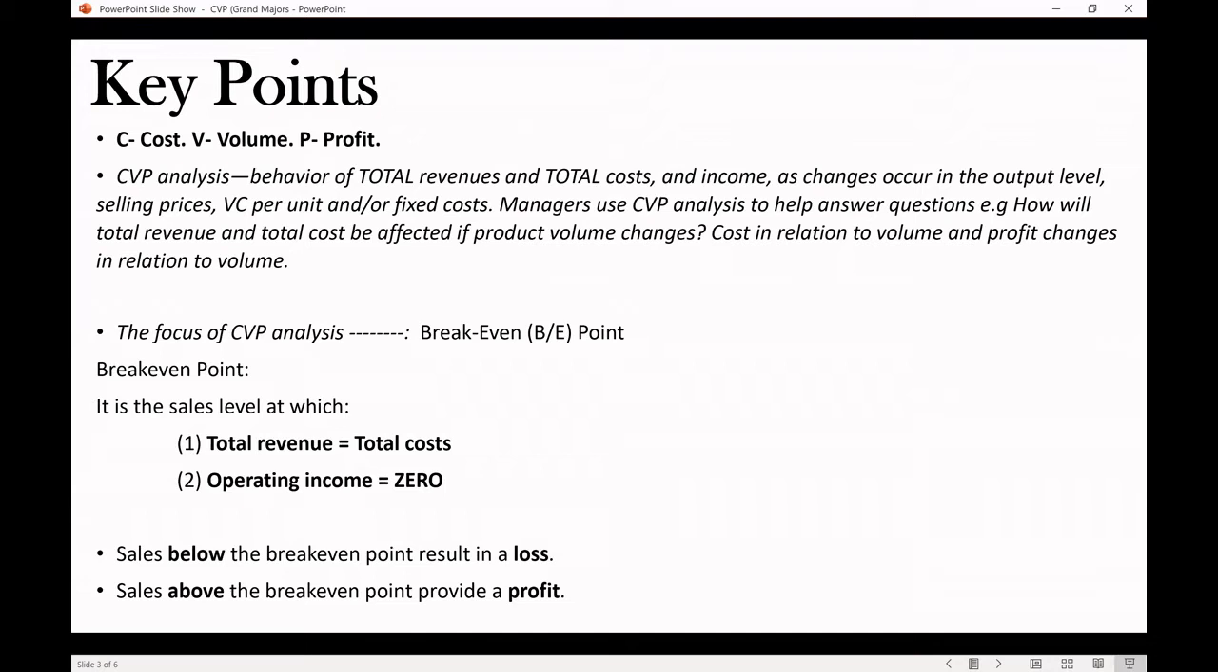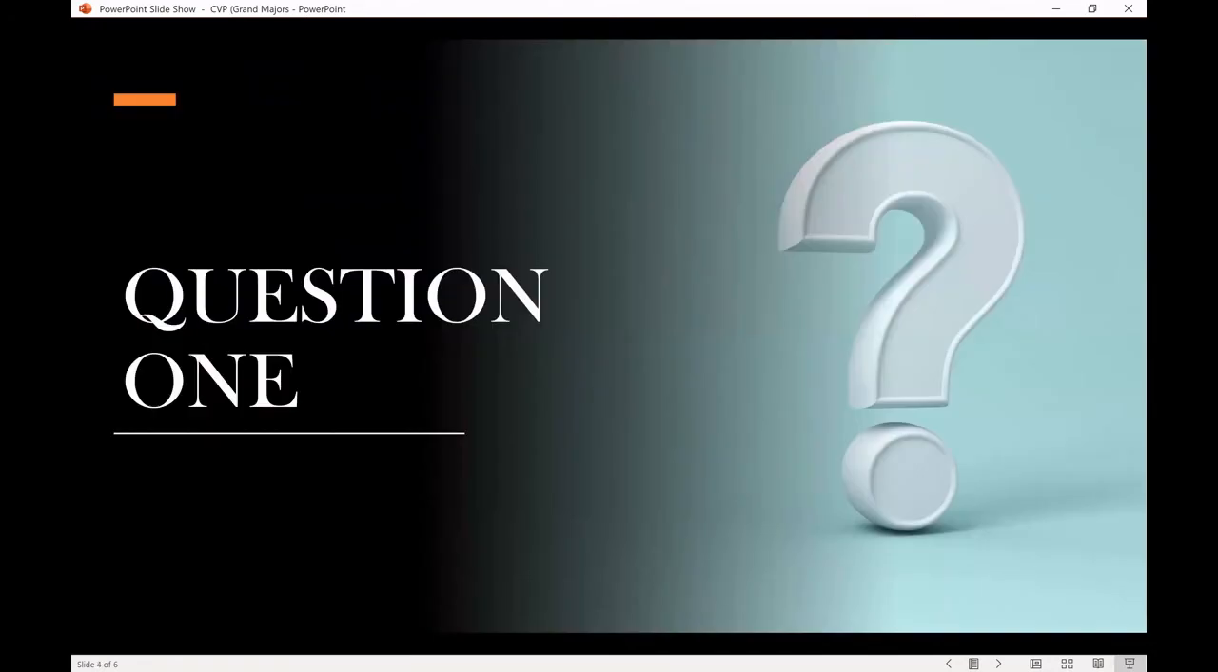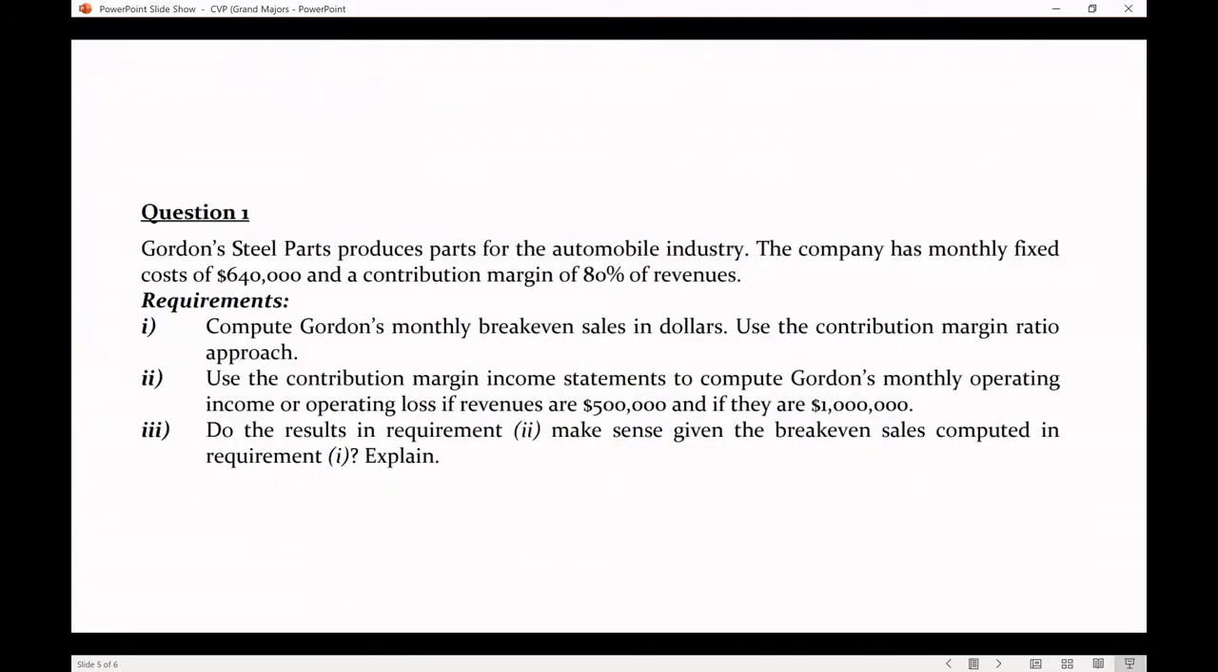So considering these few points, let's go into our question for today. It says, Gordon Steel Parts produces parts for the automobile industry. The company has monthly fixed costs of $640,000 and a contribution margin of 80% of revenues. Just reading that, the company has monthly fixed costs of $640,000 and a contribution margin of 80% of revenue.